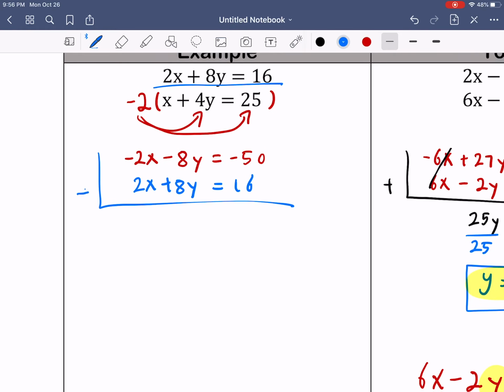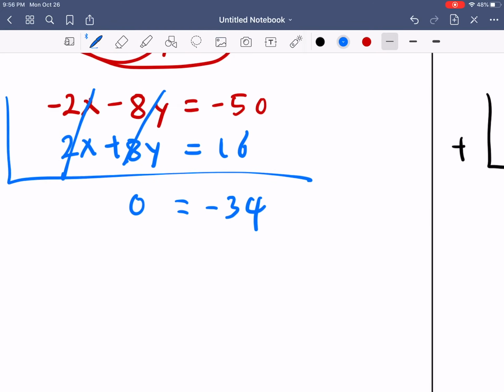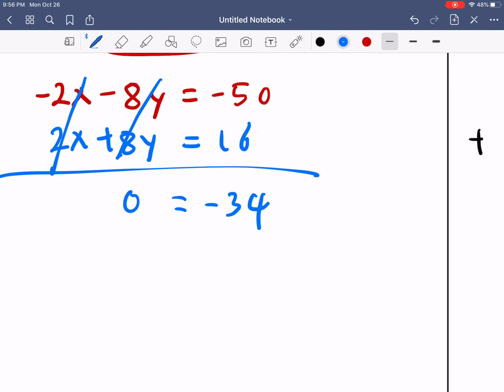Let's combine them, okay? Negative 2x plus 2x becomes 0. Negative 8y plus 8y becomes 0. Equals negative 50 plus 16, you're gonna get negative 34. Now we have a problem. 0 equals negative 34. Mathematically, it does not make sense. Therefore, this one is no solution. Okay?